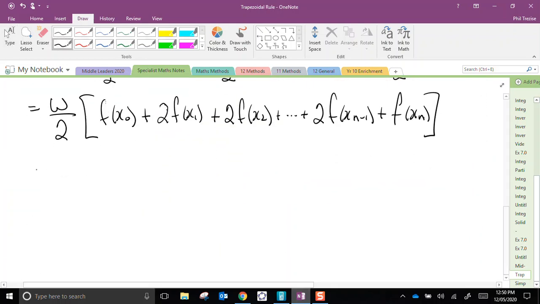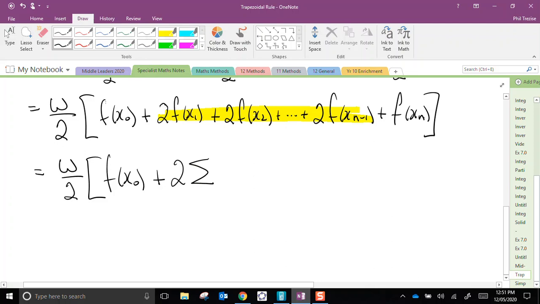Now, there's a more compact way to write this. We write w over 2 times f of x naught. All of these parts in the middle, that's just a sum. We can put this as 2 times the sum of f of xi, where i goes from 1 to n minus 1. And we still have to add on f of xn at the end there. That's our trapezoidal rule, and that would give us an approximate area.